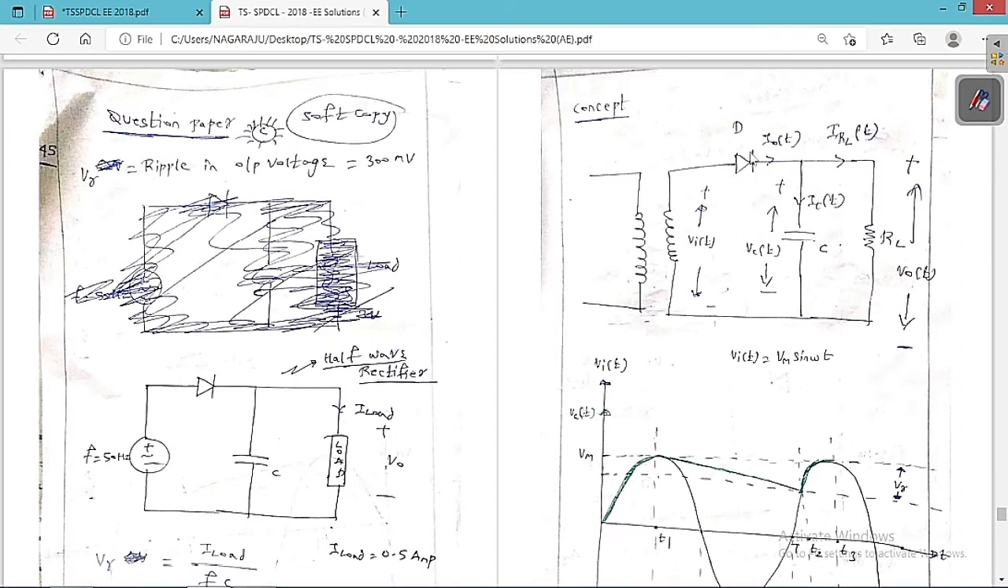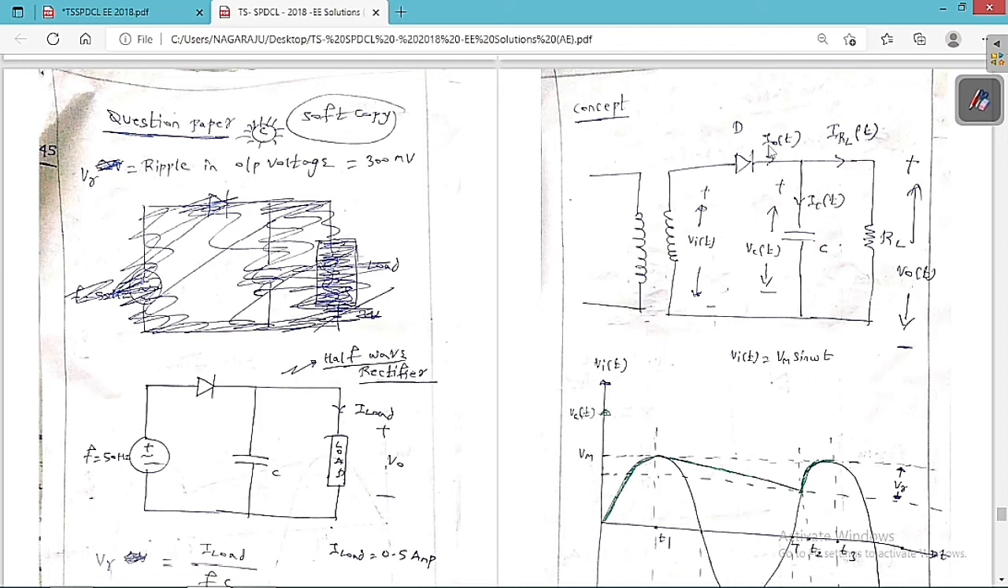You can see clearly this is a half-wave rectifier. There is a diode, and this is the input voltage. It's a smoothing capacitor we are going to keep across the load resistor RL. This is the output voltage V0 of t. This is the capacitor voltage Vc of t. As both are in parallel, V0 of t is equal to Vc of t. This is I0 of t. Therefore this is Ic of t and this is IRL of t.